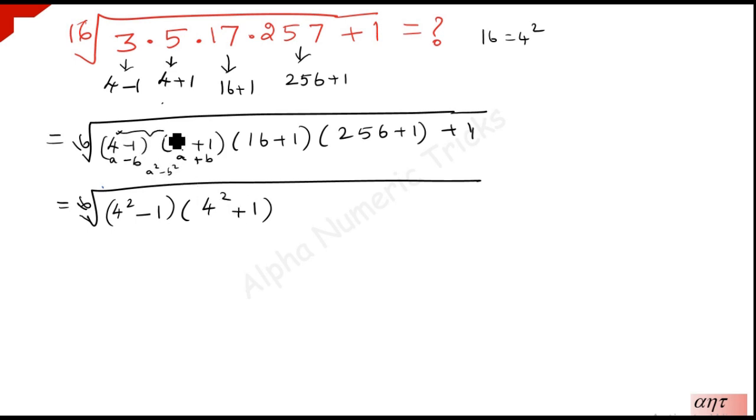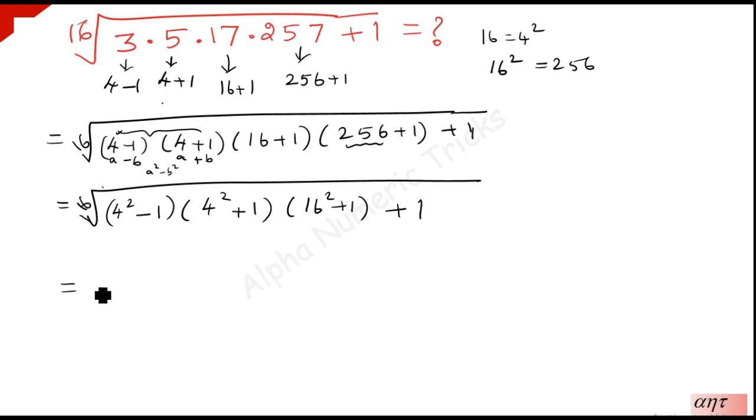We are combining these two terms. We write this as 4 squared minus 1, and 16 plus 1 can be written as 4 squared plus 1. Now come to this term. I will write 256. 256 can be written as 16 squared, isn't it? So 16 squared is 256. So write this as 16 squared plus 1, plus this 1 you have to write.